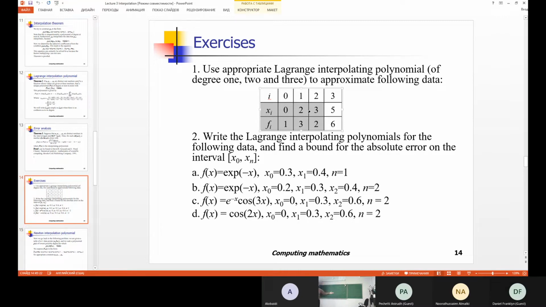This is an interpolating polynomial, a polynomial that passes through these points. If you substitute 0, you get 1; 2, you get 3; 3, you get 2. You see that it's not very hard. You should just carefully not forget all the minuses and all the coefficients, and if you perform all the computations, you get the correct answer.